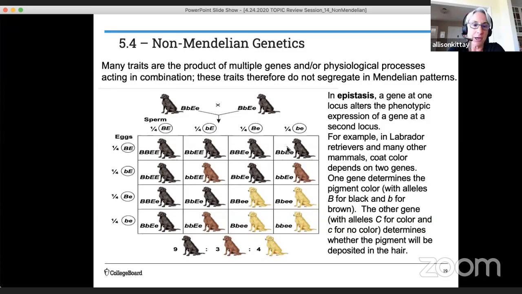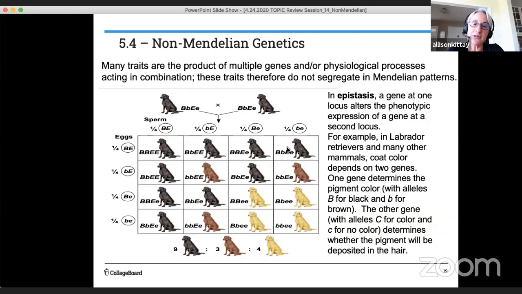And so you can see this is a dihybrid cross, and one of the ways that you can tell epistasis is that it is not a 9:3:3:1 ratio, which is what we would expect if we were doing a Mendelian dihybrid cross, right? So in this case, it's modified to a 9:7 or a 9:3:4 ratio. So if you see that on an exam question, you'll immediately want to think epistasis.